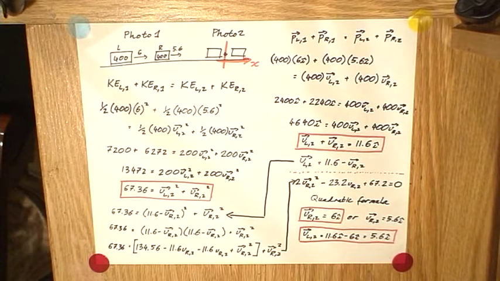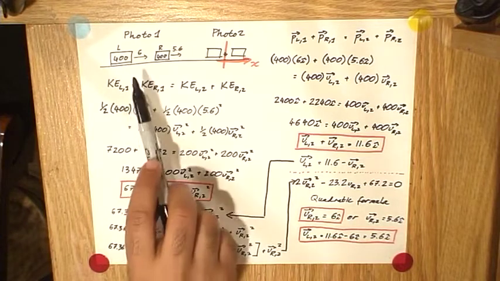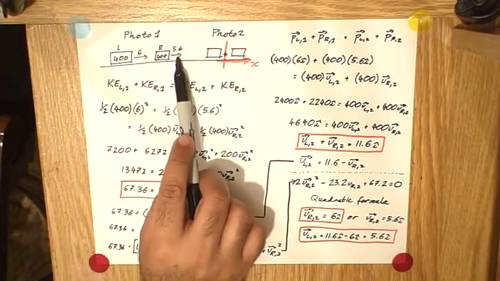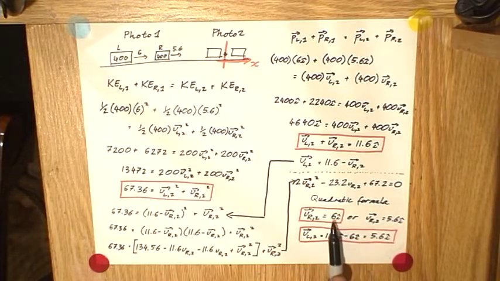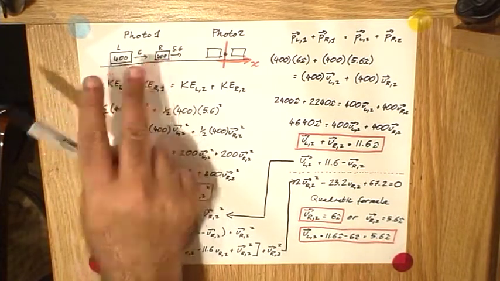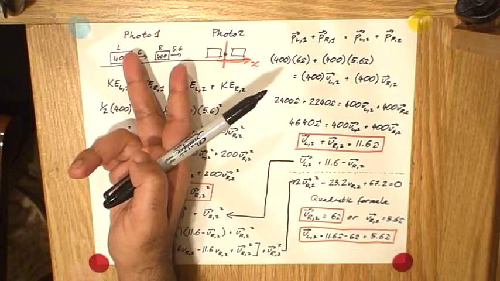Now look at that. Initially, the velocities were 6 and 5.6 for left and right respectively. After the collision, it's 5.6 for the left car and 6 for the right car. It's the same velocities, but they've traded places.